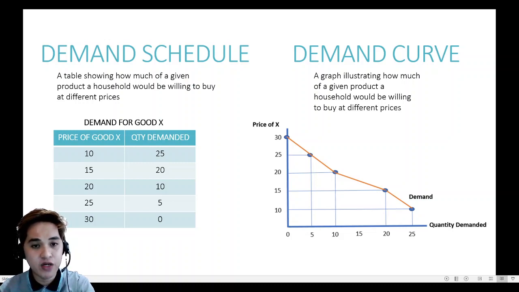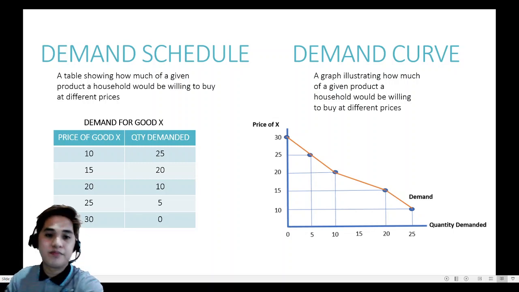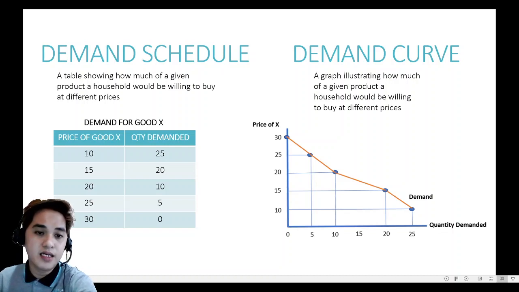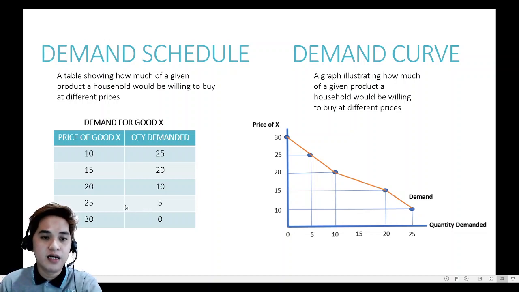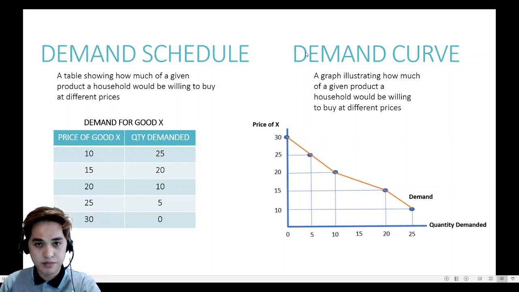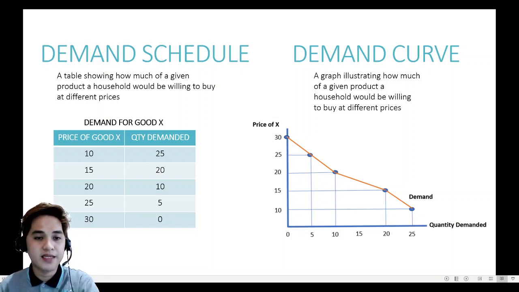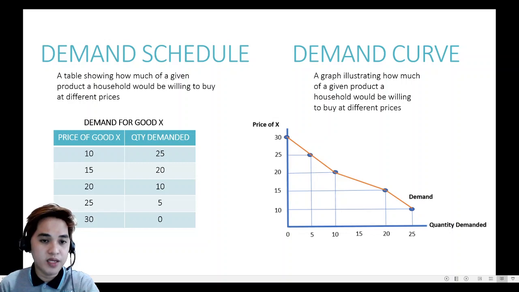So let's say demand for good X. If the price of good X is 10, the quantity demanded is 25. As the price increases to 15, the demand decreases to 20. If the price is 20, the demand is 10. If the price is 25, the demand is 5. And if the price is 30, the demand is 0. If you have noticed, as the price increases, 10, 15, 20, 25, 30, the quantity demanded decreases: 25, 20, 10, 5, 0.